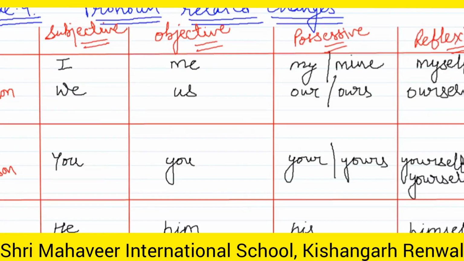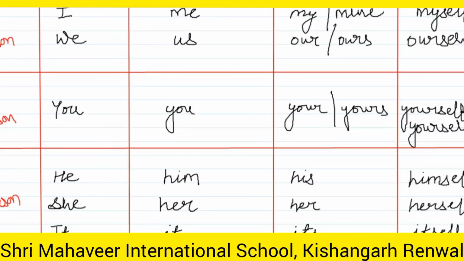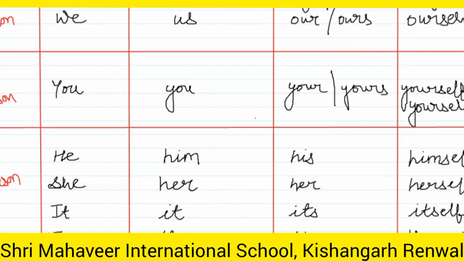The moment when we talk about you, I hope you have written this. The objective case of you, it would be you. In possessive case, it would be your or yours. And if we are talking about one person, then it would be yourself. And if we are talking more than one person, it would be yourselves. When we talk about any male, we use he as a pronoun as a subject, and the objective case of he is him, and the possessive case of he is his, and reflexive is himself.